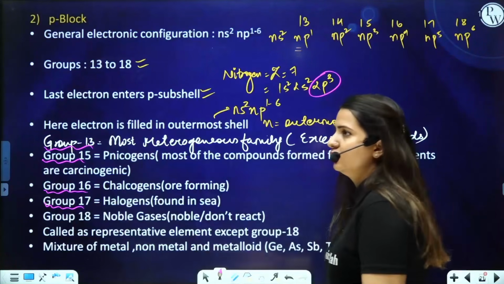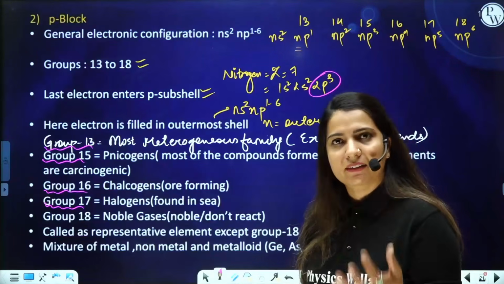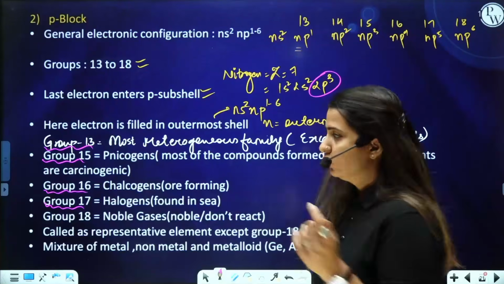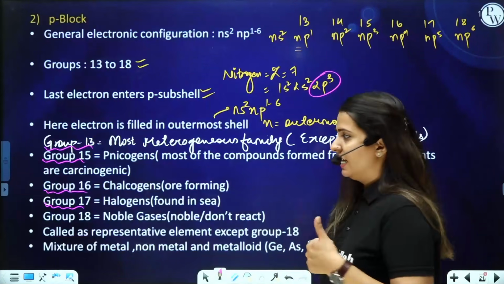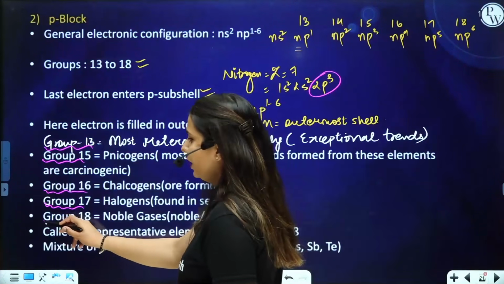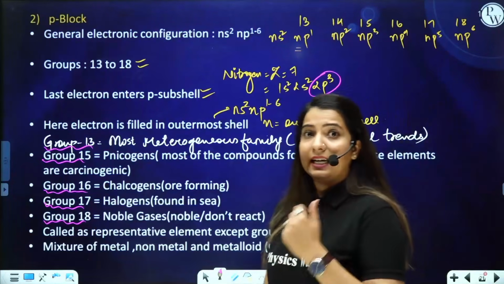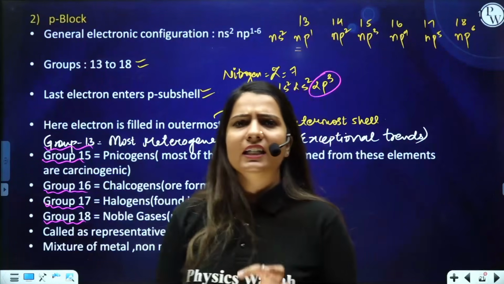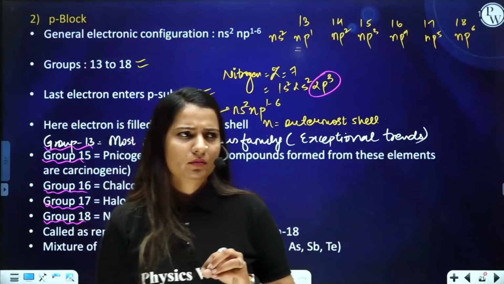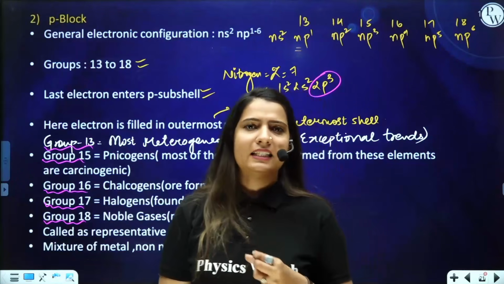Most of the salts of group 17 are found in the sea, so it is called the halogens. After that, group 18. Group 18 is called the noble gases, or inert gases. The correct word is noble gas. We should not always call them inert gases.